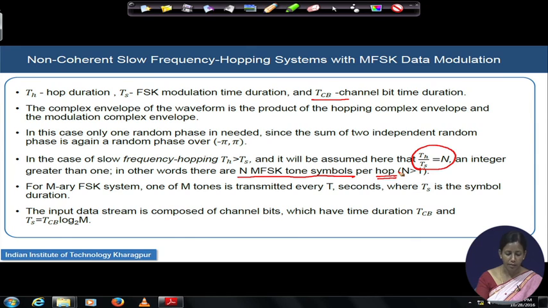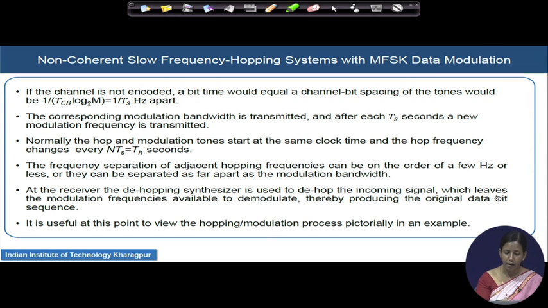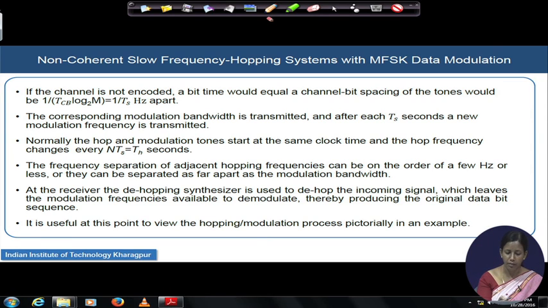The input data stream here will be composed of the channel bits, and the relation between the channel bit duration and the symbol duration is, as usual, given by TS equal to T_CB log M to the base 2. With all that understanding, if the channel bits are not coded, we can understand that the bit time will simply be equal to the channel bit spacing, as coding is not involved, and hence we can write this equation.